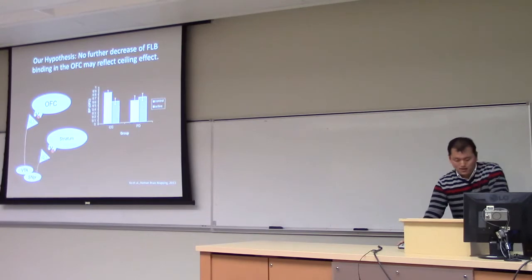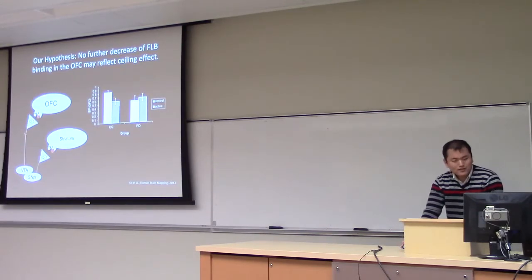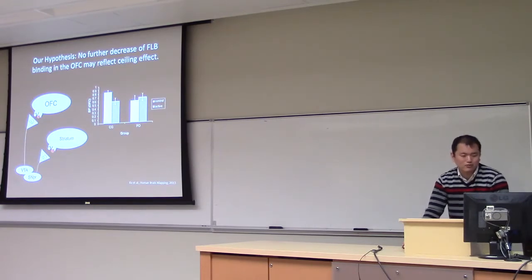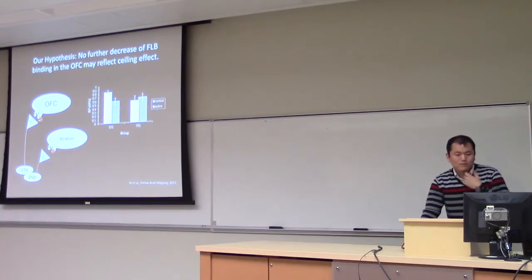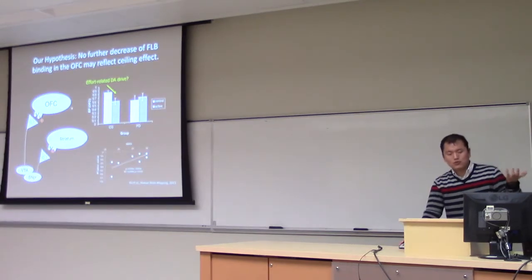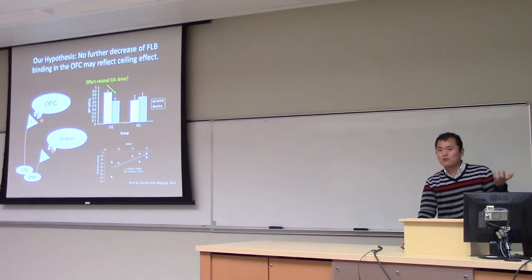So this is the orbitofrontal cortex, dopamine receptors. This is FLB. This is dopamine, and this is dopaminergic cells that is projecting from ventral tegmental area to frontal cortex. So when you perform some kind of this Montreal clustering task, it releases more dopamine here in orbitofrontal cortex. So it displaces the FLB, so that FLB binding potential is decreased.